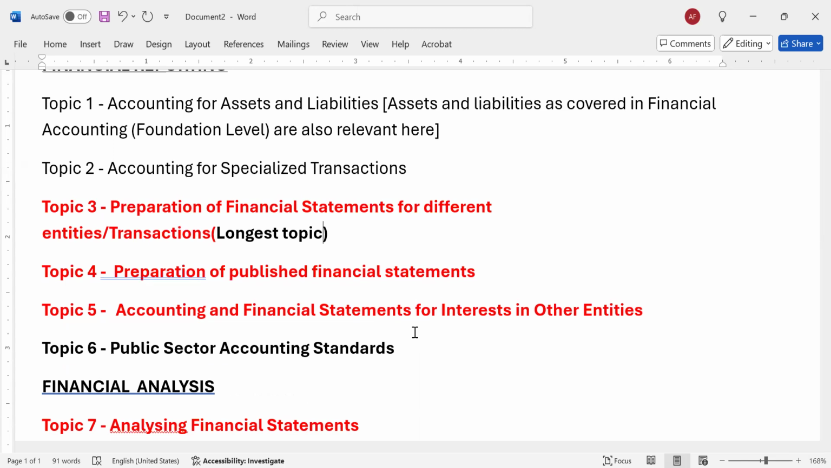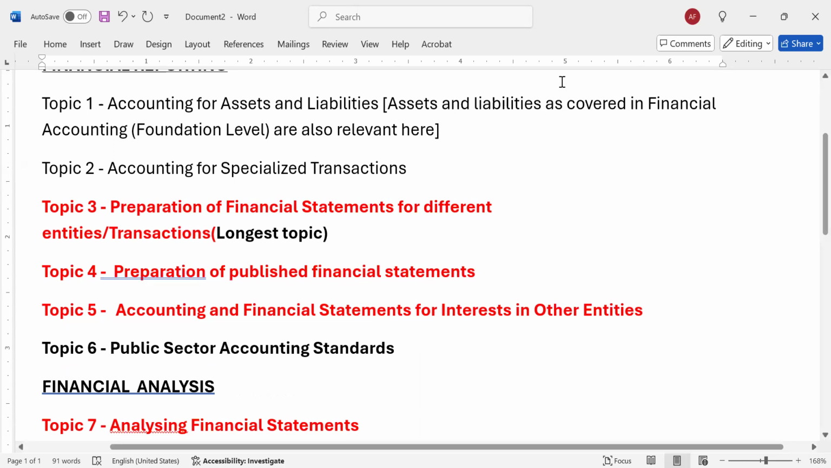Now, when we started, Mwalimu mentioned that financial reporting is one of the easiest papers to pass. You might be like, Mwalimu, you just want to encourage us. No, this is not motivational speaking. Mwalimu is saying that financial reporting is one of the easiest papers to pass.